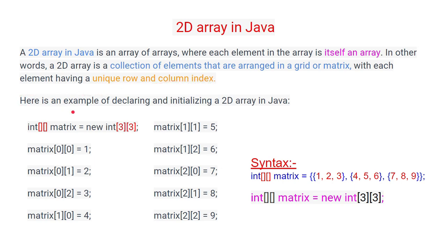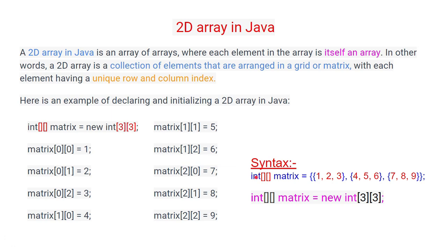Here is an example of declaring and initializing a 2D array in Java. If you want to create a 2D array, you can write like this: data type, int matrix equal to new int, and you specify the row and column. Now we can store data inside this also, like matrix, the reference variable, at the 0 into 0 position we have stored 1, at the 0 into 1 position we have stored 2, at the 0 into 2 position we have stored 3. Like that we have stored all those values inside this.